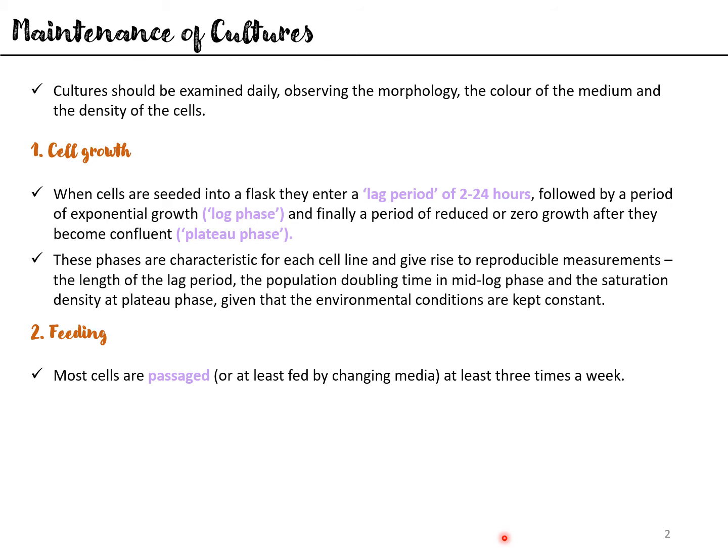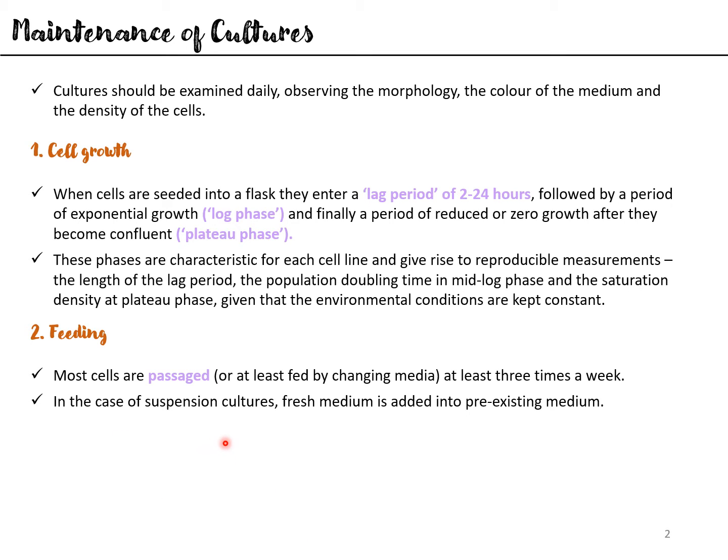Sometimes your plates or flasks will not be confluent, but still it might seem that the pH of the media has dropped. Under such situations, you simply need to change the media. You need to replenish the cells with fresh nutrients. So passaging essentially refers to the subculturing of cells.